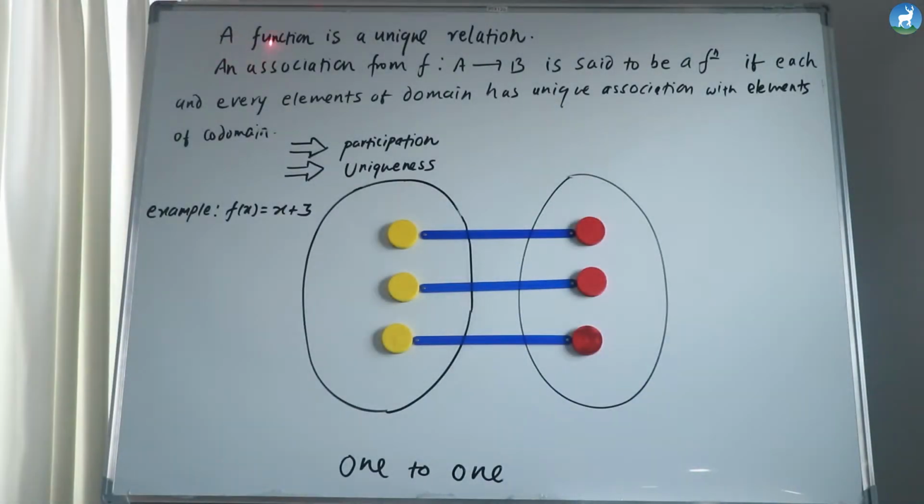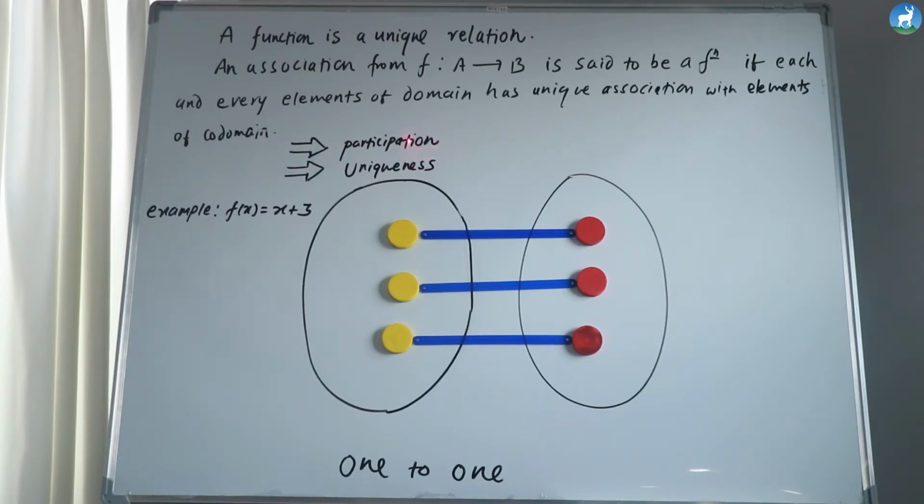A function is a unique relation. An association from f a to b is said to be a function if each and every element of the domain has unique association with elements of the codomain. Here we have the two postulates for a function.